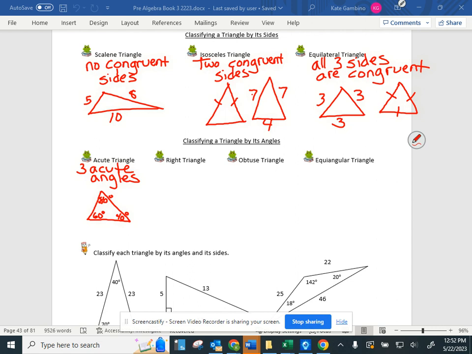Aiden? The angles are 90. Two angles are 90 degrees. Can I do two angles at 90 degrees? One angle is 90 degrees. One angle is a right angle, which means one angle is 90 degrees.